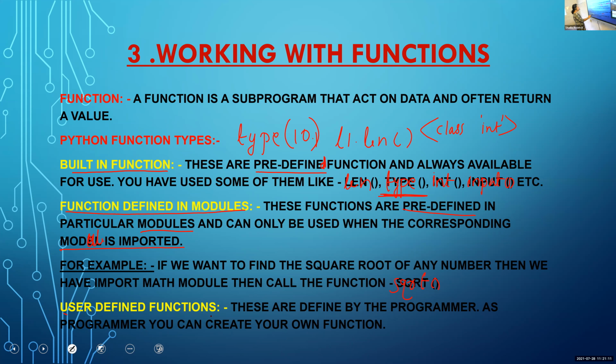Then the next one is the user defined function. These are defined by the programmer or user. As a programmer, you can create your own function. In this case, we need to write the definition of that function also. Then only can we use that function. In the first two cases, there is no need of writing the definition of the function. We can directly call that function. But here, in the case of a user defined function, first we need to define the function, then only can we use it. Is it clear?